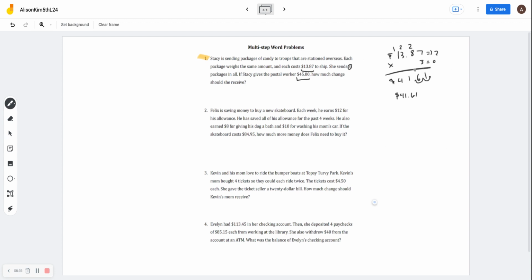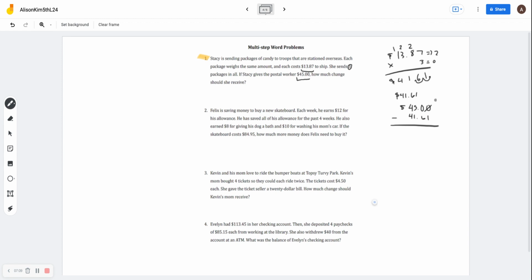However, we don't want to know how much the packages cost. We want to know how much change she's going to receive. So the cost of all the packages is $41.61, but she spent a total of $45. So to know how much money she got back, we have to do $45, bring the dollar sign, minus $41.61, and that should give us the change.